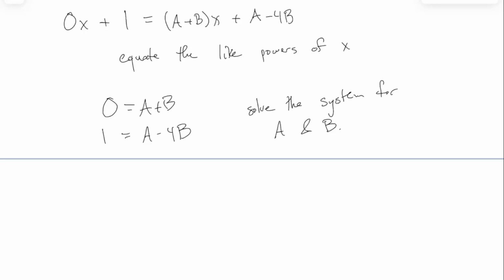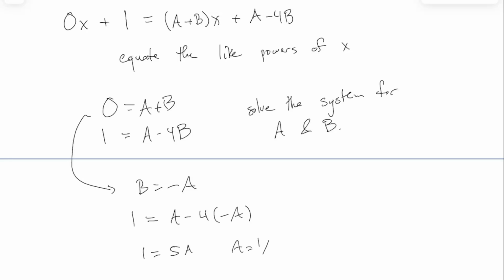Let's just do substitutions. So I'm going to solve the first one for b, let's say. The first line says b equals negative a, and then I'll plug that into the other one. It will say 1 equals a minus 4 times negative a, right? Simplify this business. 1 equals 5a. So a is 1/5, which I like. This is what we were expecting the answer to be. And then what's the b? The b is minus a. B is negative a, which is negative 1/5.